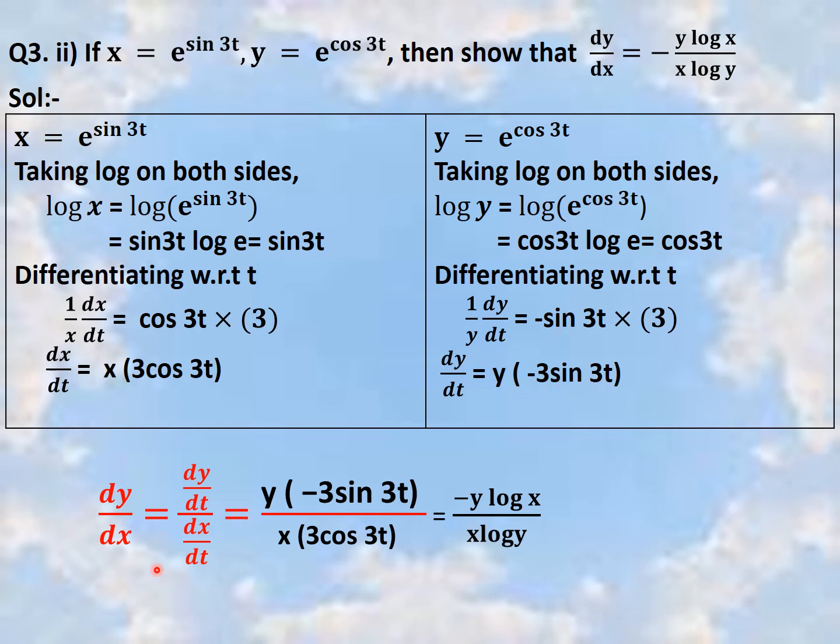Now substitute these functions in this formula, dy by dt upon dx by dt. y into minus 3 sin 3t, x into 3 cos 3t. Now we know sin 3t is nothing but log x. Log x value we have got as sin 3t. So you can substitute that here, log x. Similarly, cos 3t is log y. So the denominator will be x log y, and 3 can be cancelled from numerator and denominator. So we got the answer as dy by dx is equal to minus y log x upon x log y.